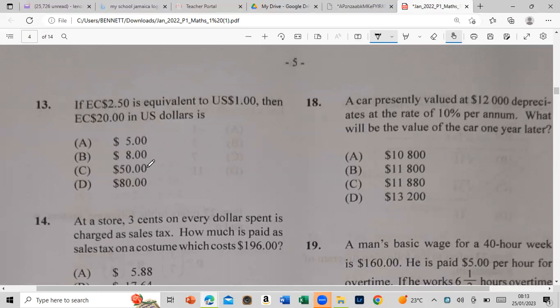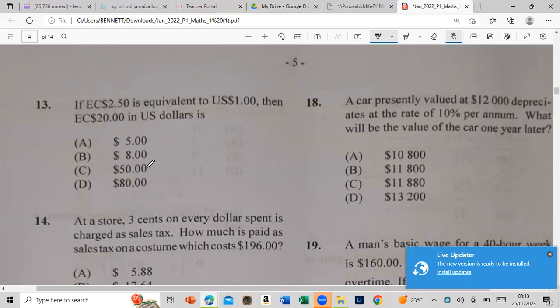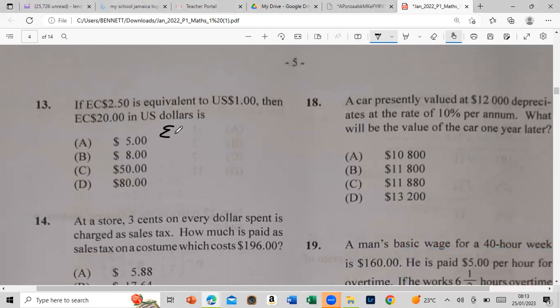If Eastern Caribbean $2.50 is equivalent to US $1, then Eastern Caribbean $2 is equivalent to US? Let us just write a little equation. I want to put it the other way, I can put 1 US at the front end. I think persons might understand it better. So 1 US is equal to $2.50 Eastern Caribbean.